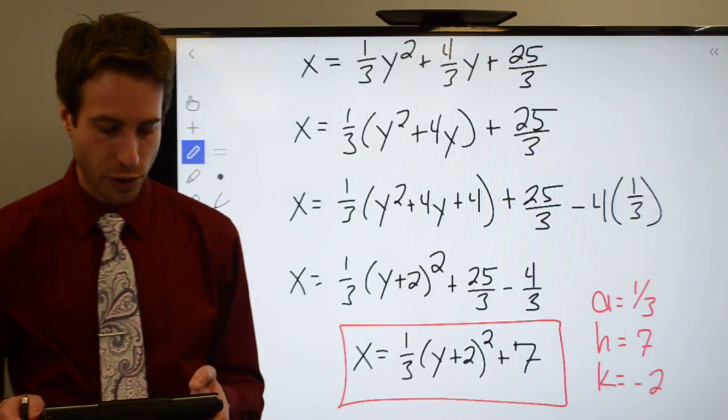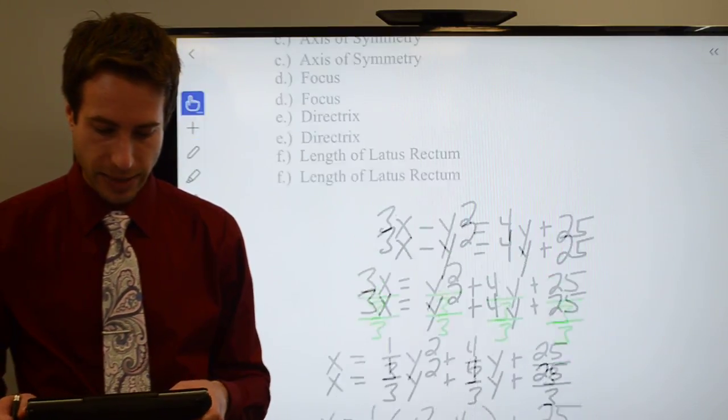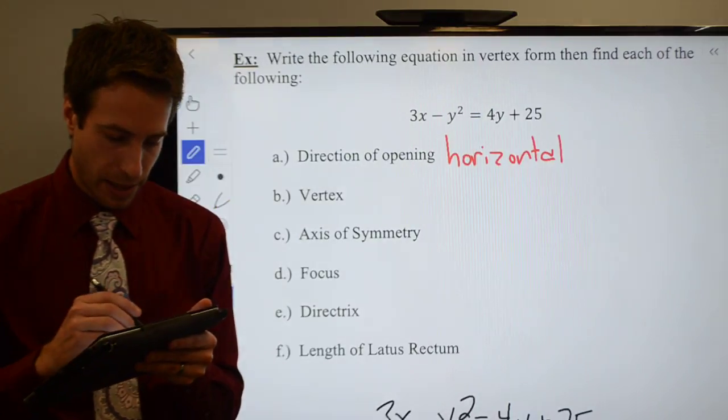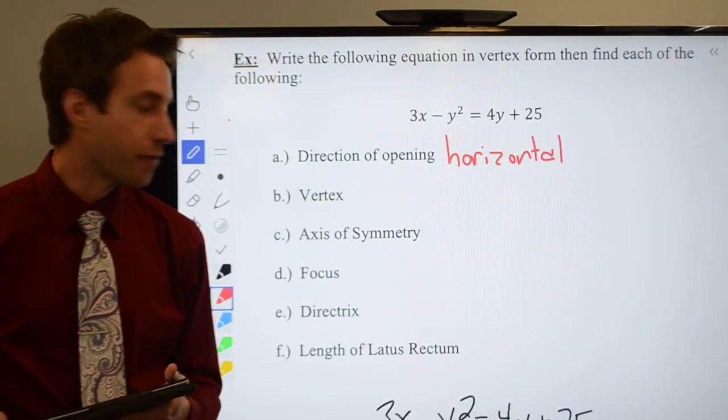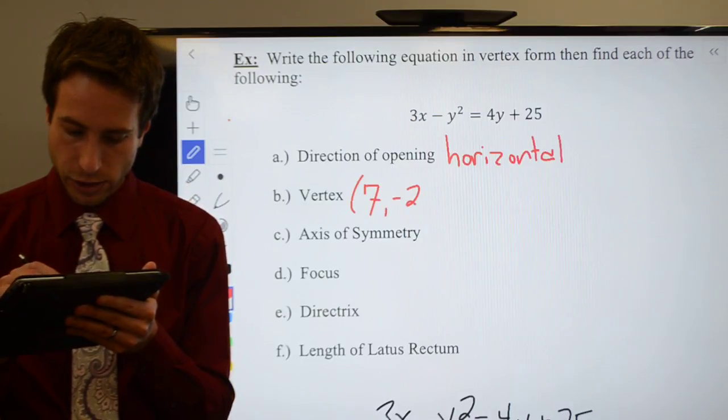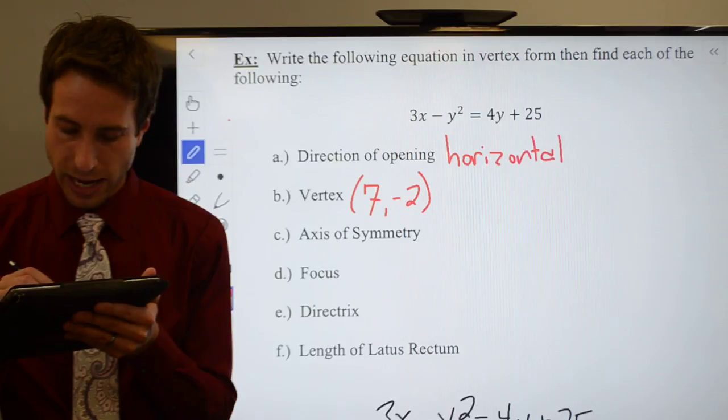Let me just quickly give you what I got. Double check to make sure that you're getting the same thing that I get. There's my original problem, and here we go. For the vertex, which is at (h, k), we would get (7, minus 2). The axis of symmetry, I get y equals minus 2.